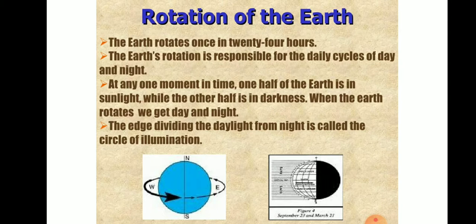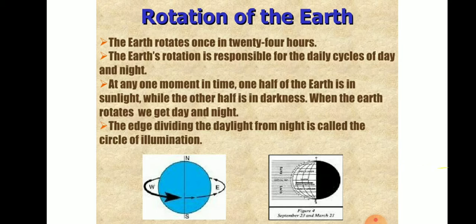The edge dividing the day and the night is called the cycle of illumination. Cycle of illumination is the dividing line of day and night. You can see here in the picture, sun's light is received by one half of the art surface and one half is not receiving. The side which receives the sunlight is experiencing daytime, and the other half which doesn't receive sunlight is experiencing the nighttime.